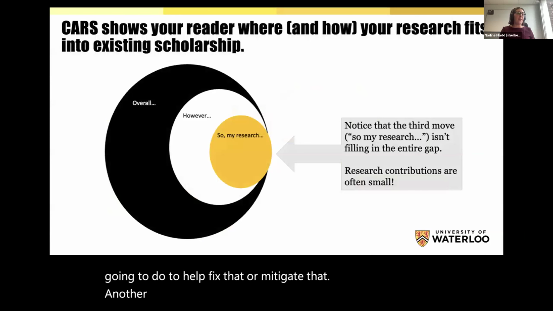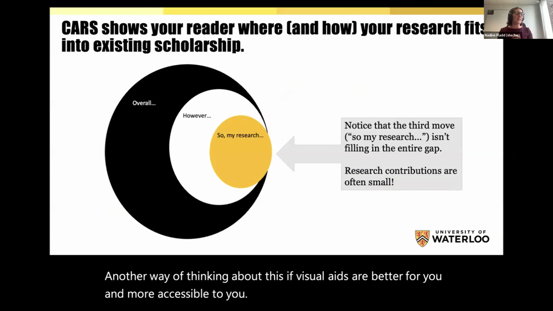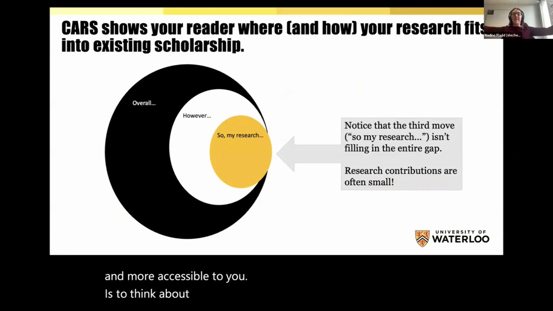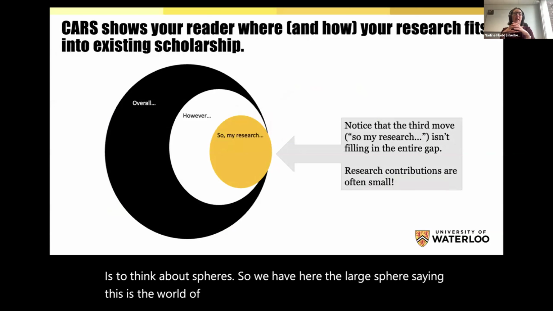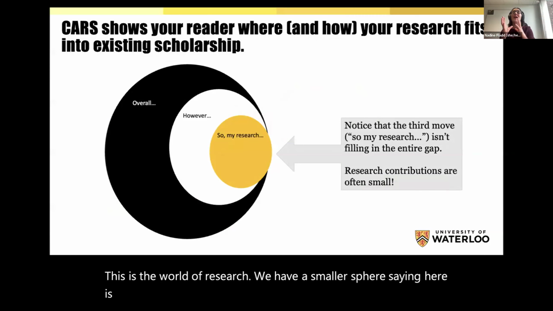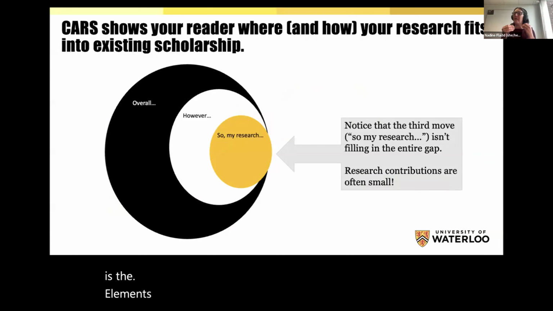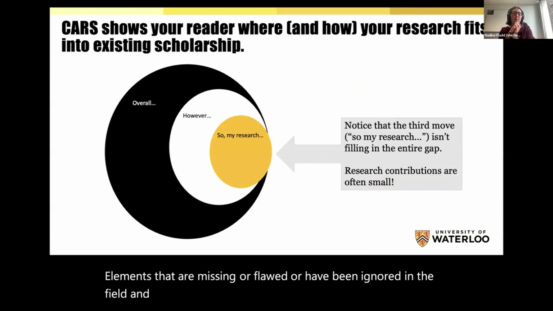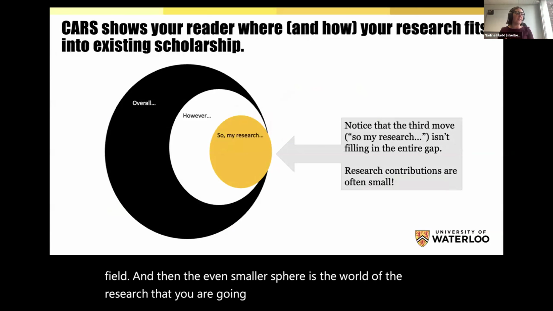Another way of thinking about this, if visual aids are better for you and more accessible to you, is to think about spheres. So we have here the large sphere saying this is the world of research. We have a smaller sphere saying here are the elements that are missing or flawed or have been ignored in the field. And then the even smaller sphere is the world of the research that you are going to take on.